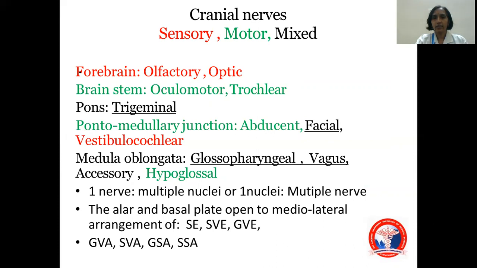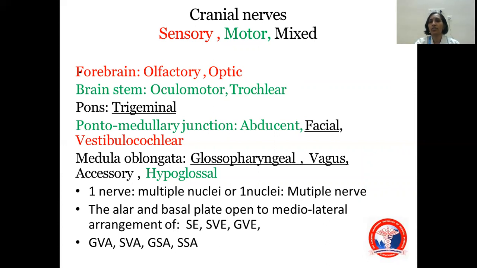The 12 cranial nerves are shown in this slide with different colors to demarcate their nature. The nerves which are shown with red color are purely sensory. Those with green color are purely motor, whereas those with black color are mixed cranial nerves. The forebrain gives origin to the first and the second cranial nerve, whereas from the brainstem arise the third and the fourth cranial nerve. The trigeminal fifth cranial nerve arises from the pons.